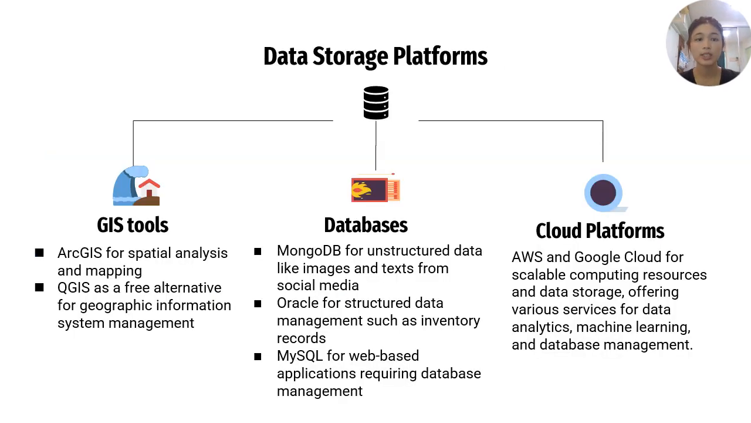For the satellite image data, they can use geographic information systems such as ArcGIS or QGIS to manage them. And also for the document data, for the unstructured one, they can use MongoDB. For the structured one, they can use Oracle. And also MySQL is recommended for them to do the web-based applications database management. And apart from that, all the technologies should be placed on cloud platforms from Amazon or Google because it's best for the NGO to save computing costs and storage costs.